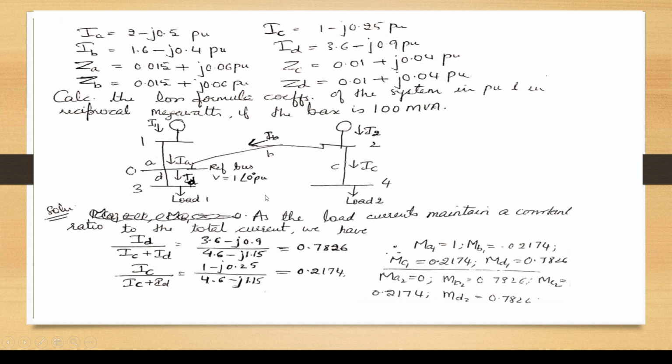So we have added IC and ID directly and put the value here. This rectangular form of numerator and denominator can be converted into polar form, and we can write the magnitudes here.